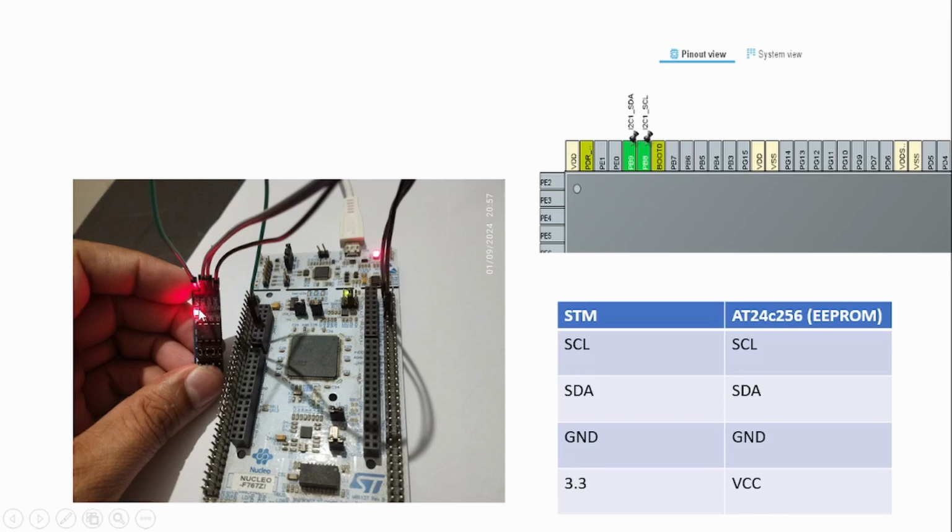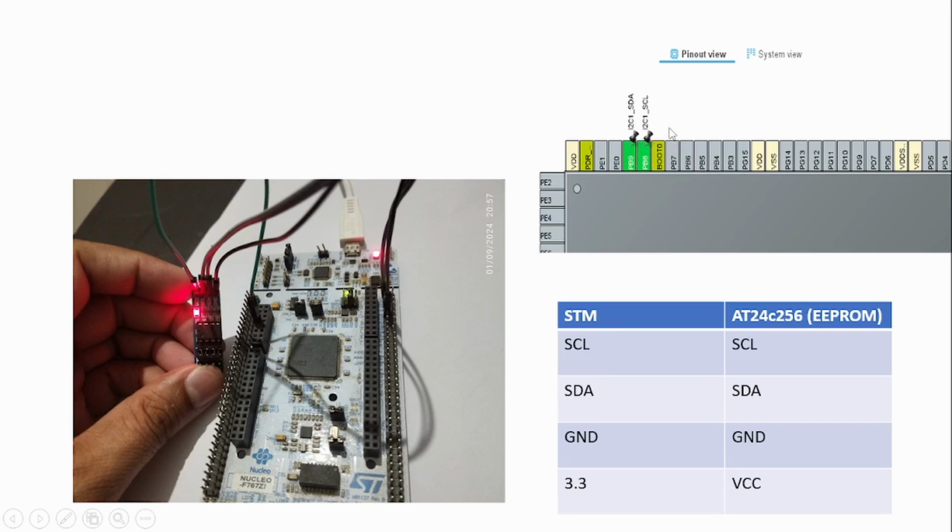This is our second part, because in the first part we already saw how to find the address of an unknown device. So we are using the same device, which is STM32CubeIDE, with the EEPROM. Connections are: with the STM, SCL is connected with SCL, SDA with SDA, ground with ground, and 3.3 V with VCC. For the I2C pin connections, I have used the two pins PB8 and PB9.